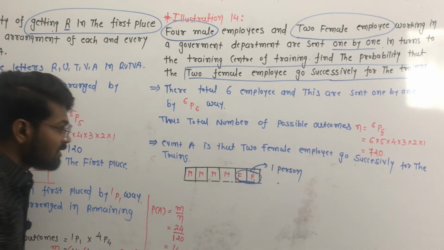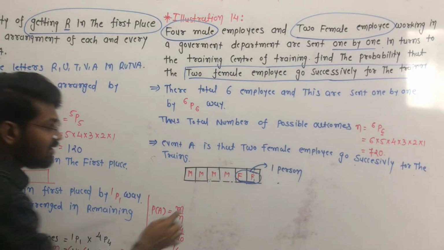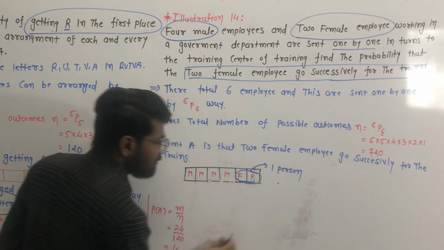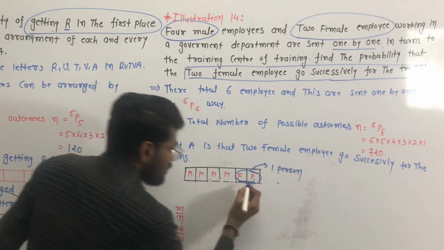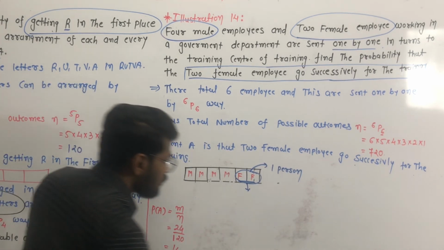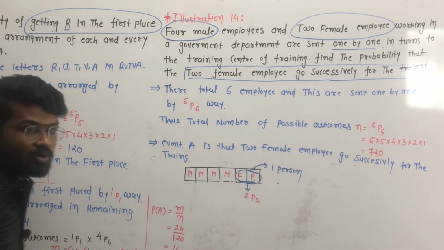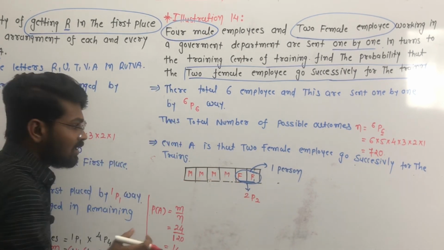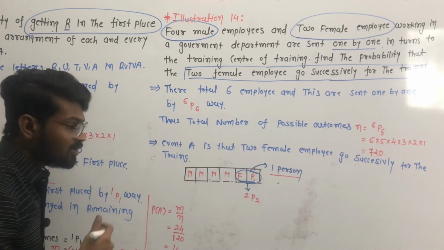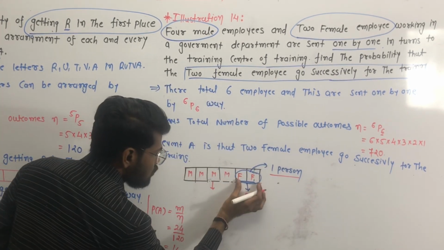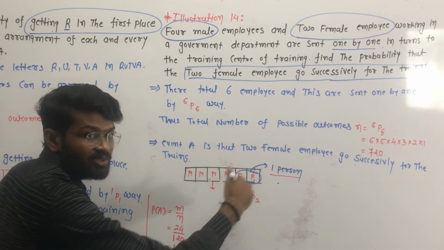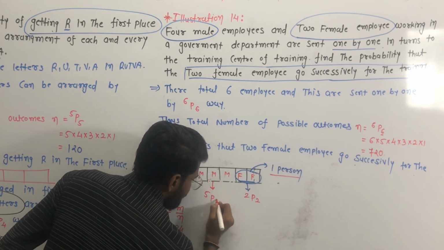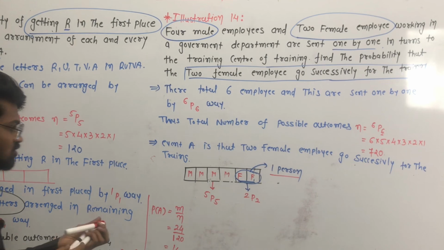Clear? These two females can also be arranged: this female goes first and that female goes later, or it can also be that the other female goes first. So this is arranged by 2P2 ways. And these 4 males plus the 2 females as 1 person make a total of 5 persons, arranged by 5P5. Clear?